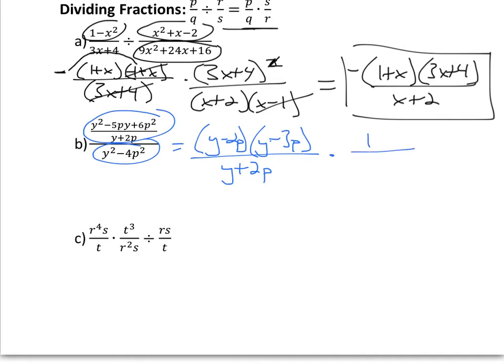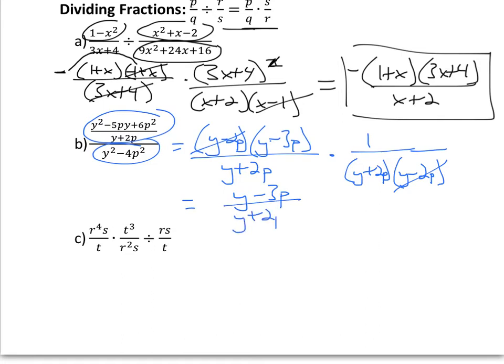So 1 over, that's the difference of two squares, so y plus 2p, y minus 2p. Good, so we could do some canceling right there. The y plus 2p's we can combine to just make y plus 2p squared, so we've got y minus 3p over y plus 2p squared.